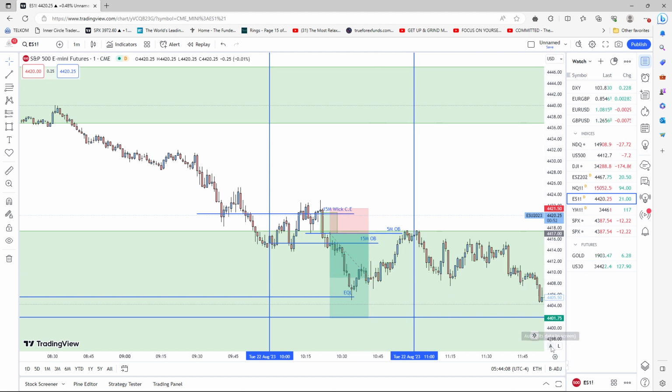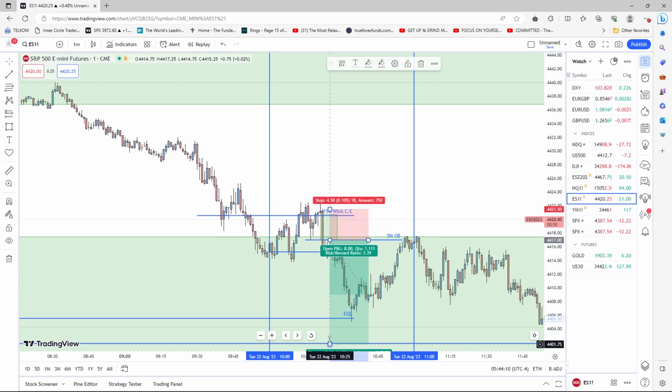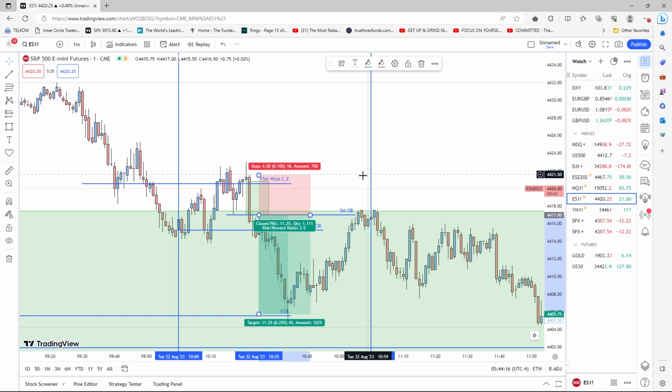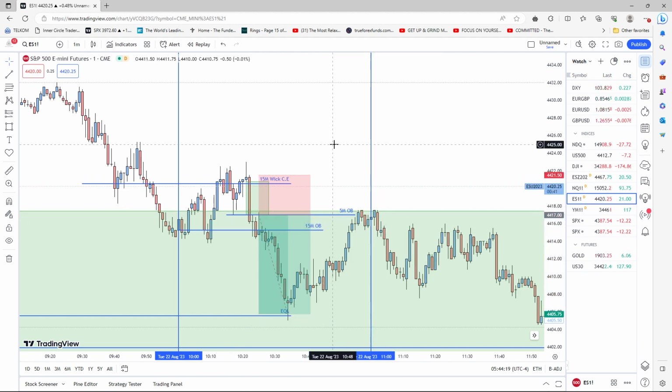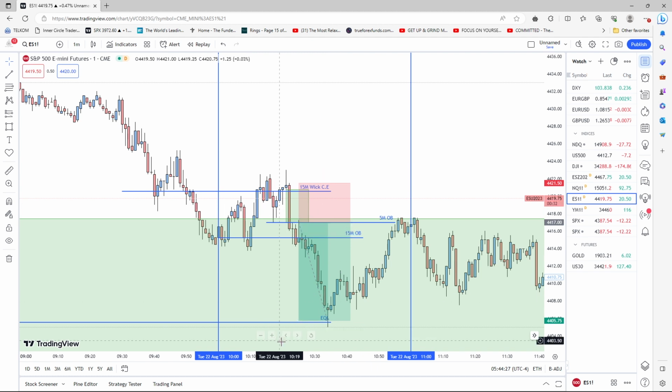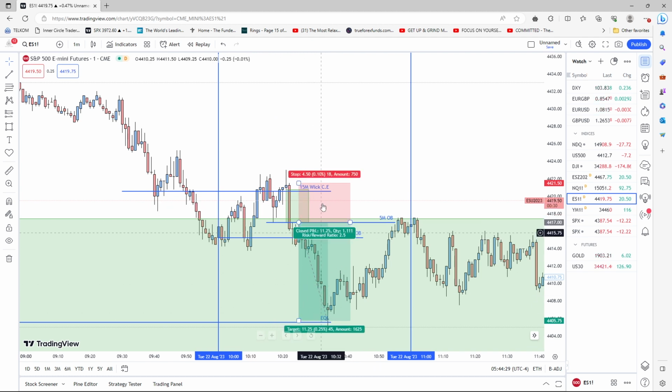the silver bullet session, which I am going to look at an entry, this one specifically. So let's say you took this position here, or let's say you did not take this position. I believe this one would have been the idea that I would have taken if I took this trade.